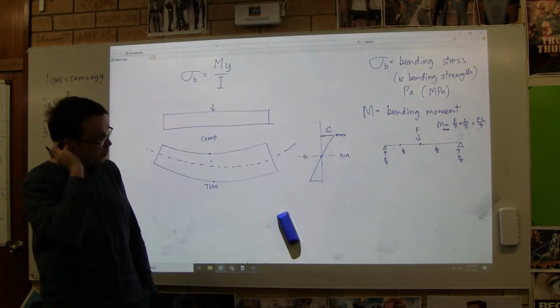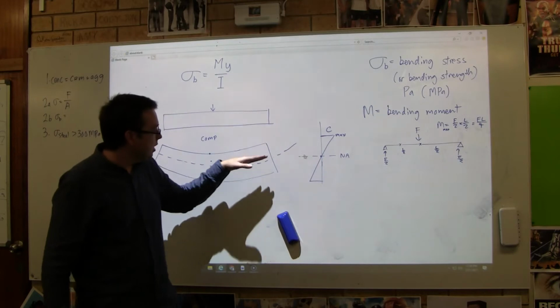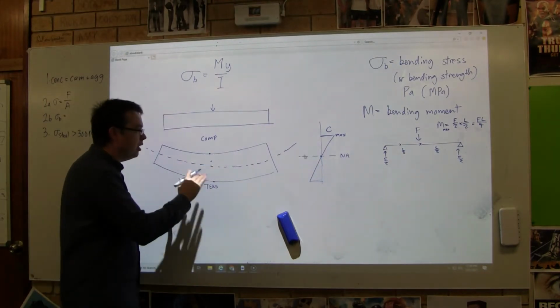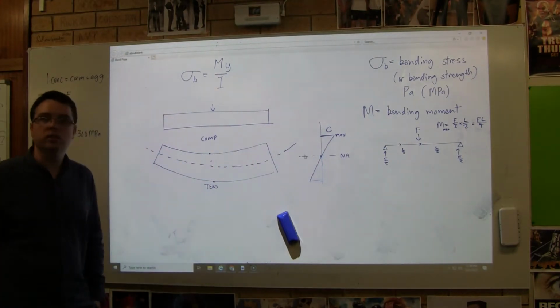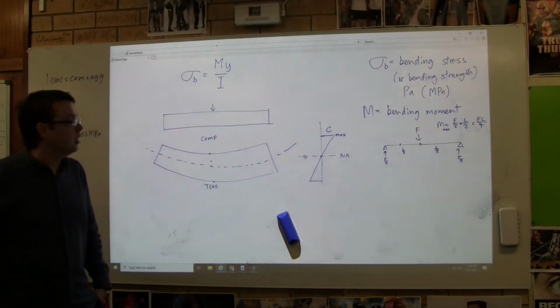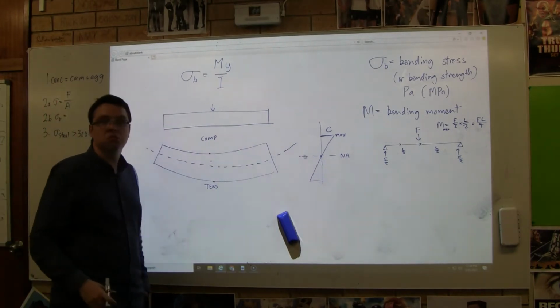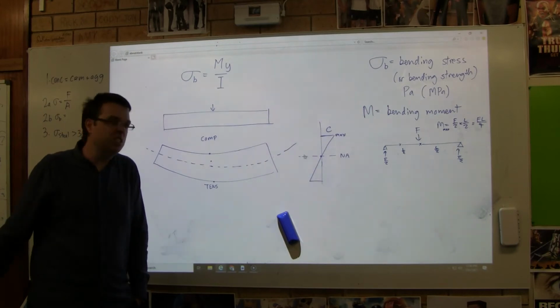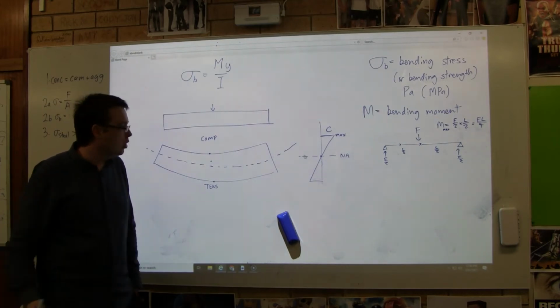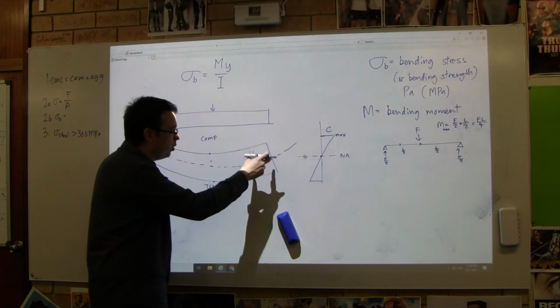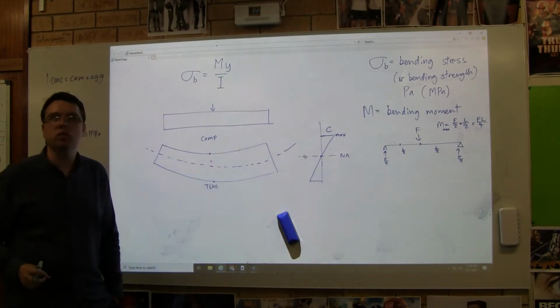Anyway, in this case here, what we're saying is this part here, this entire line, there's no stress. No stress from bending anyway. At this line, it's not compressed. It's not in tension. It's just there. So this part here, it's under zero stress in this axis. There's no stress there at all.